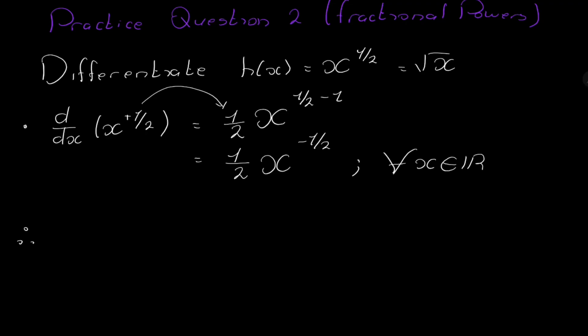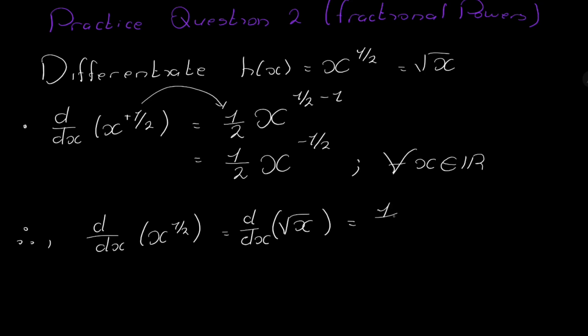So what can we then conclude? We can conclude that the derivative of x to the power half, which is the derivative of the square root of x, is equal to half x to the negative half, and this is valid for all x, elements of the real numbers.